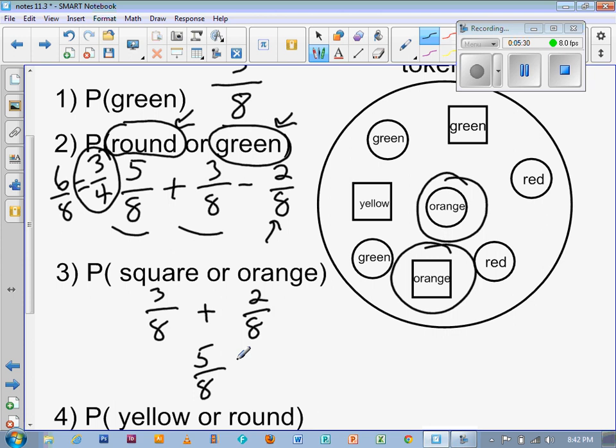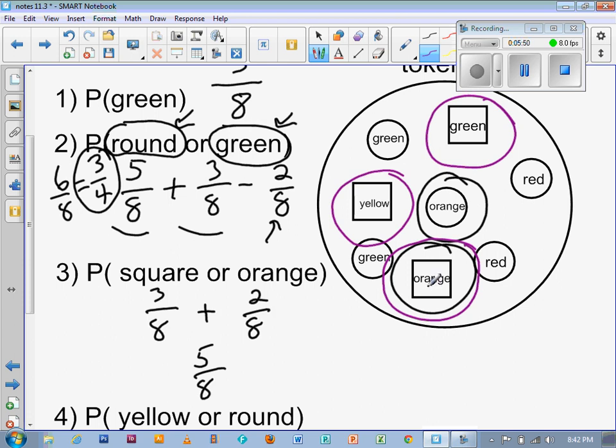Now, if you think about this, I've got the orange tokens circled. Let me circle again the square tokens. Here's the square, and I'll do that in a different color. A square there, a square there, and a square there. Have we actually counted any of these more than once? And as you can see, we have a square that's also orange.